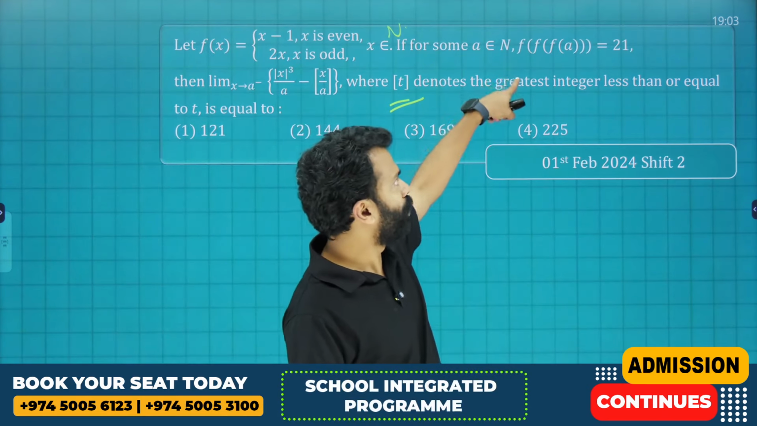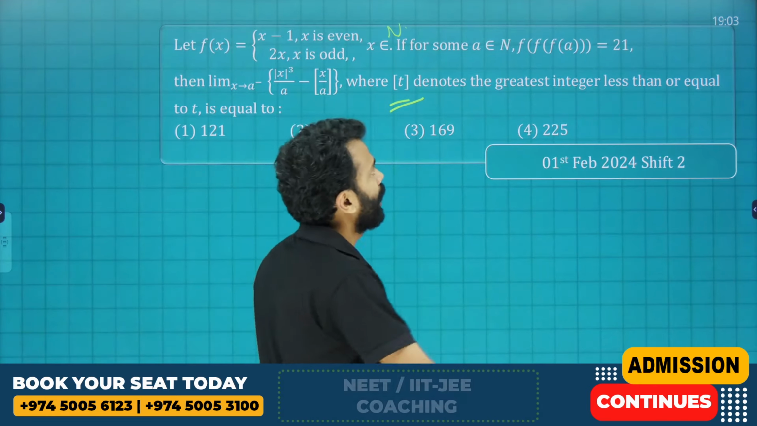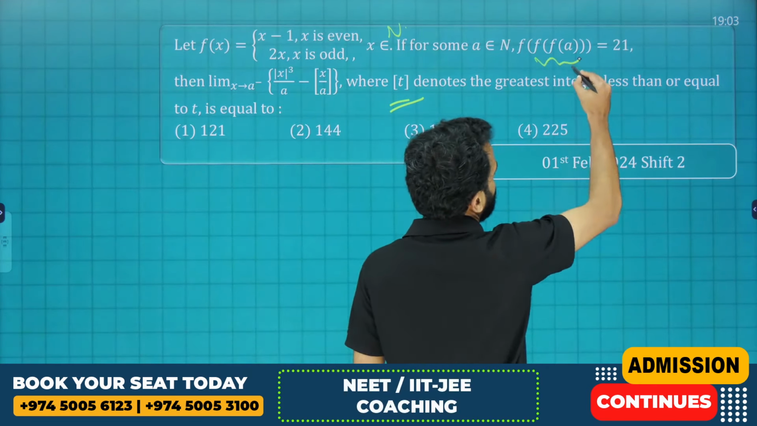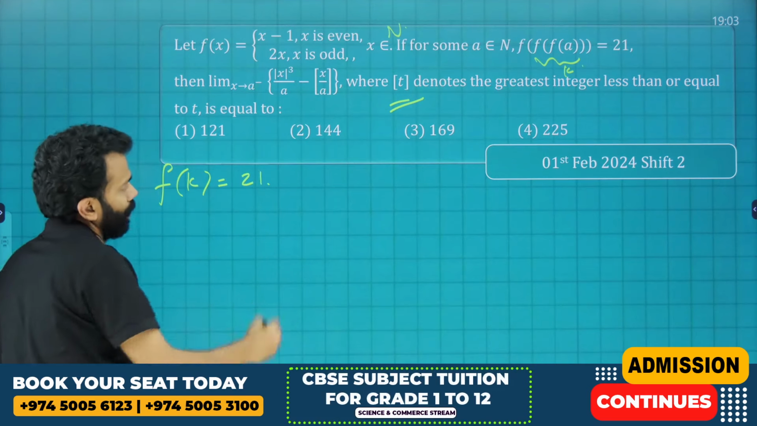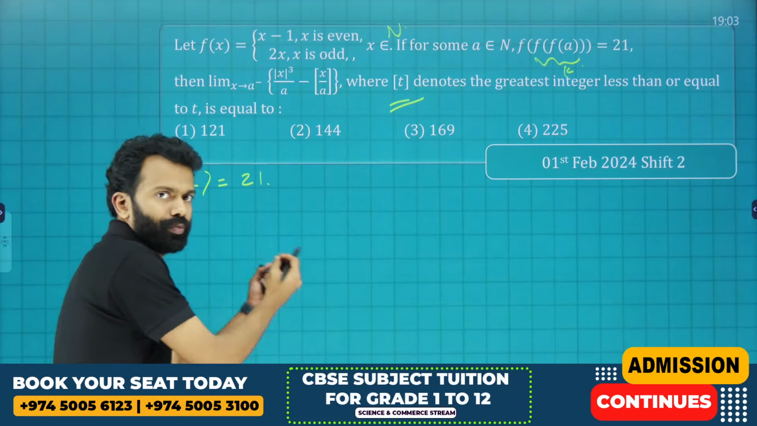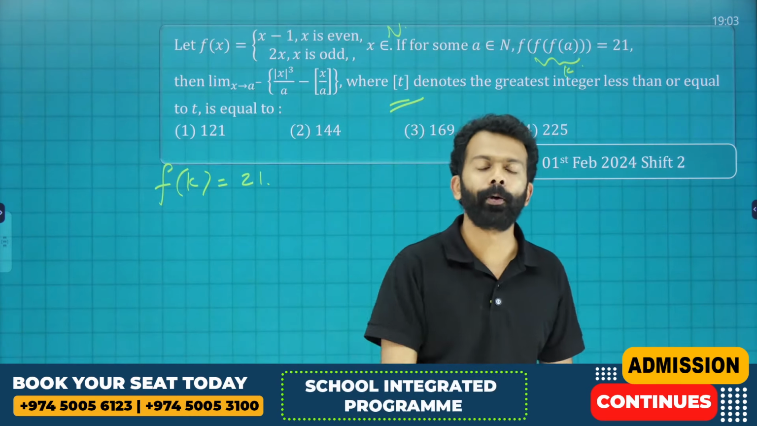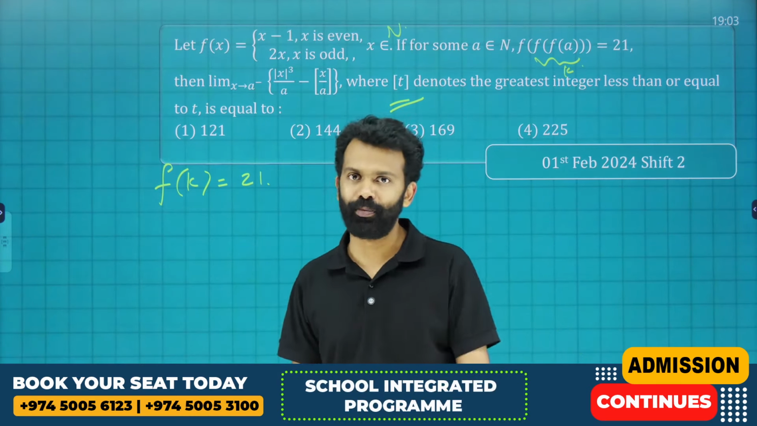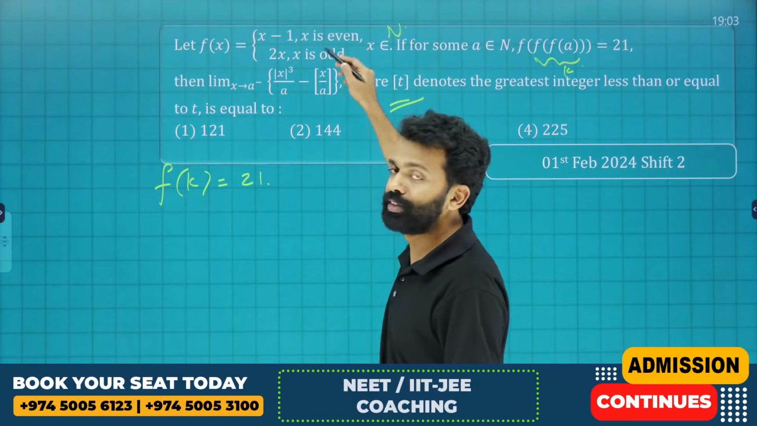They have mentioned that f of a is equal to what? 21. So I am going to take this as k. Let's assume f of k is equal to 21. So the output, the result of this function, is 21. And which number is 21, even or odd? 21 is an odd number. So which result from here gives an odd number?